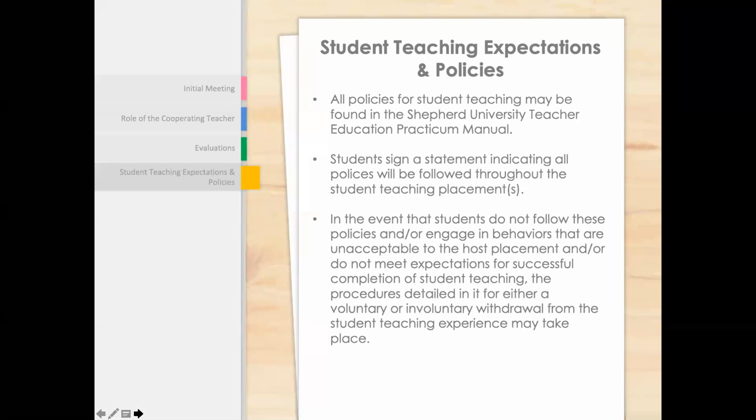There are several policies and expectations that the residents need to follow, and they can be found in the Teacher Education Practicum Manual on our website. And also it is linked to the introductory email. The residents have reviewed these policies and signed indicating they will follow them. Please contact the university supervisor if the resident is not following policies. We find that the sooner you speak with the university supervisor, the better things go.